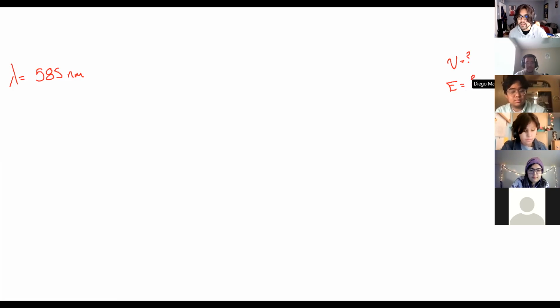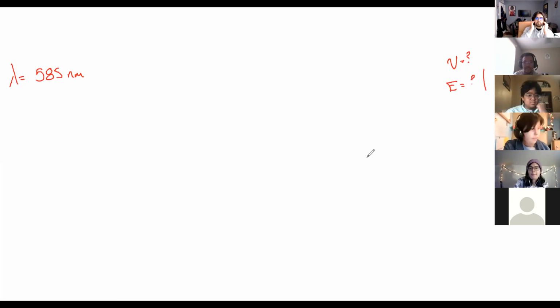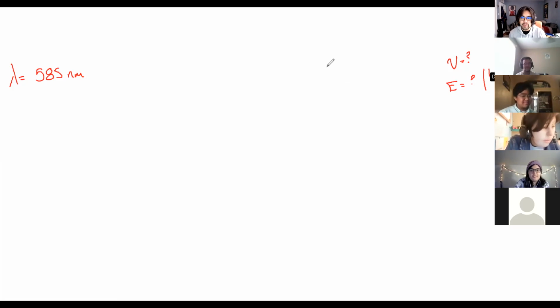So we're looking for the energy, but what's the one main given in that problem? What are we looking for? The energy of one photon? Energy of a mole of photons. Yes. So we're going to have to do some extra math at the end. So 1 mole of photons.